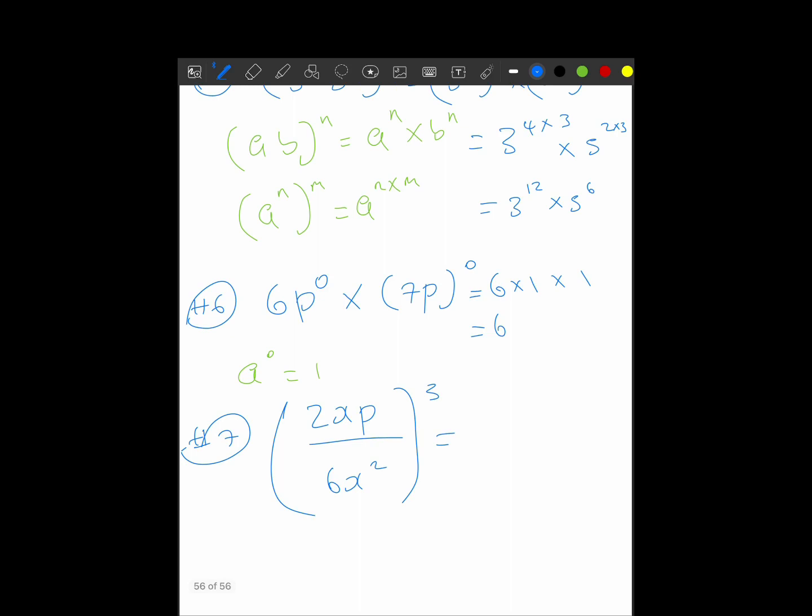So here we're going to be using everything that we just learned. Now what do we know here? We know that if you have a over b, all power n, this can be written as a power n over b power n. So let's apply that. This could be written as (2xp) cubed over (6x squared) cubed.